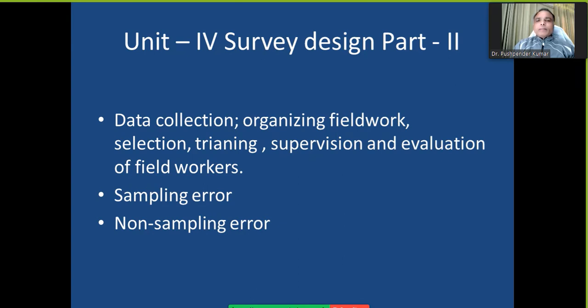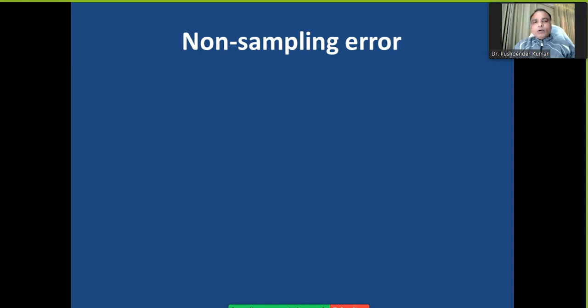to the second slide. Is it visible, everybody? Non-sampling error slide.